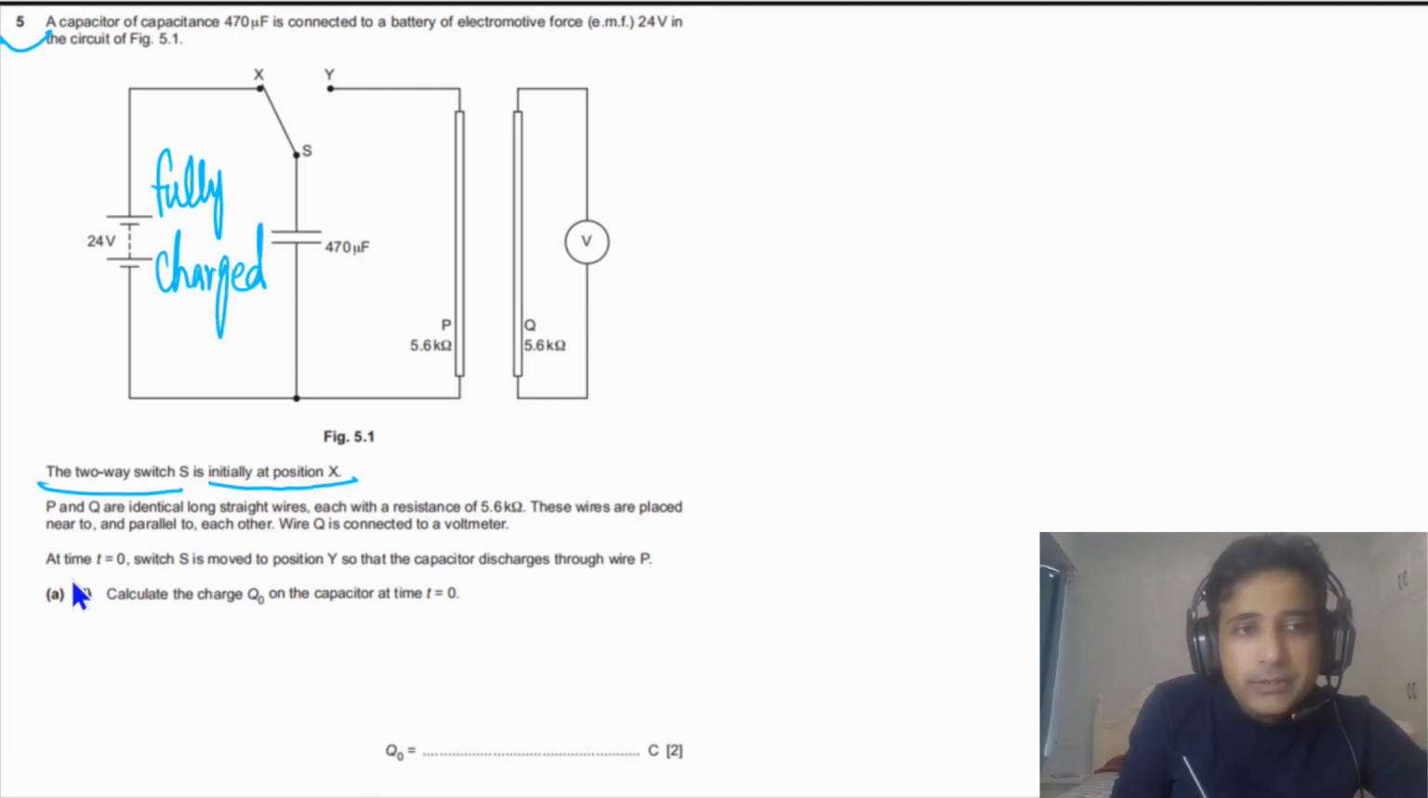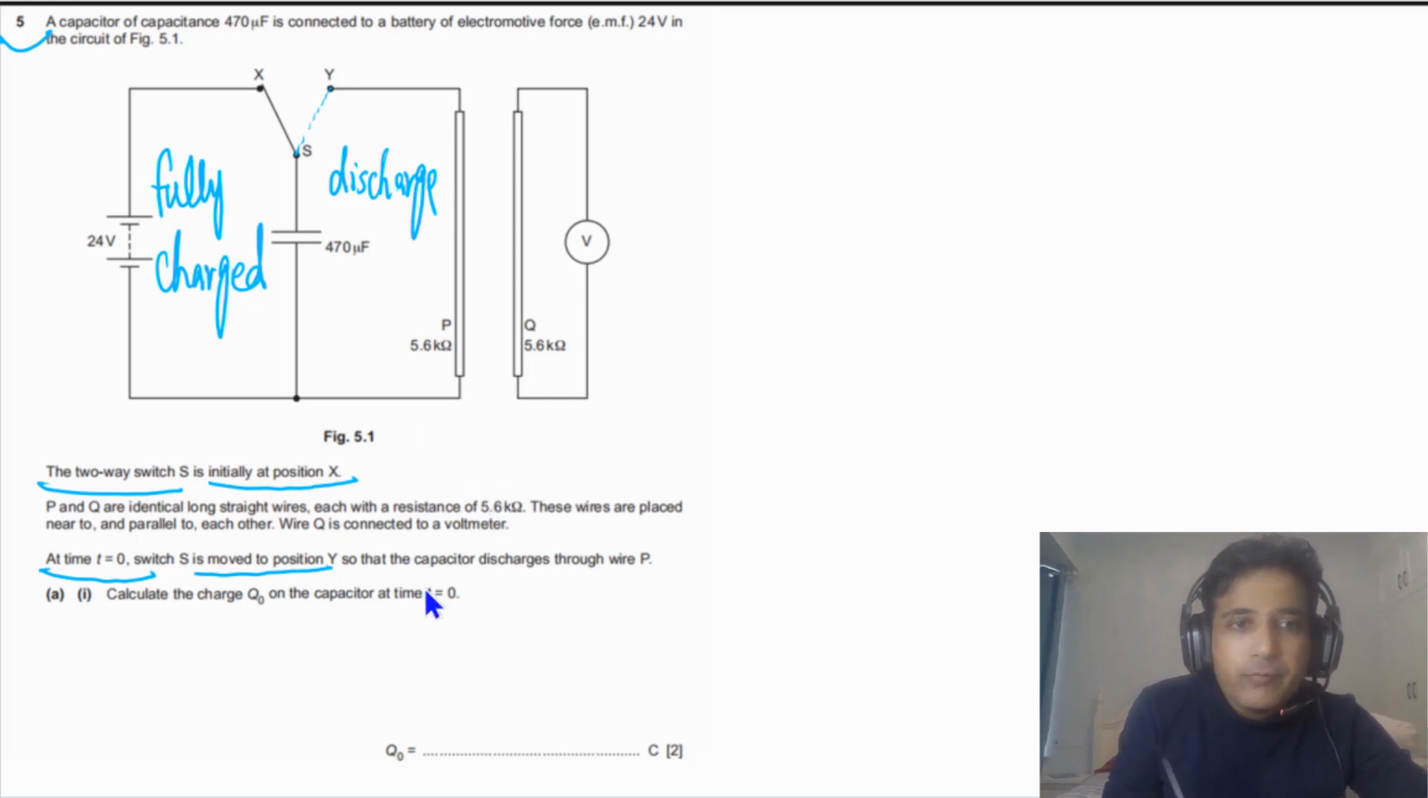Then it is given that at time t equals 0, switch S is moved to position Y. So in this case we have the capacitor in the circuit and we have the wire. The capacitor in this case will discharge.